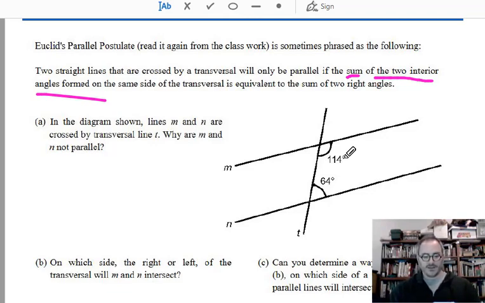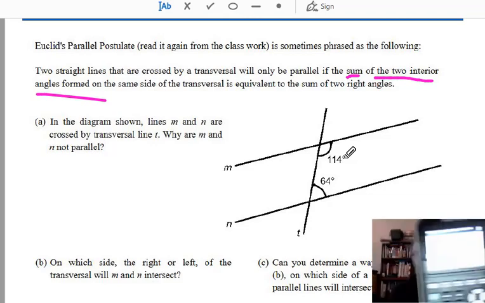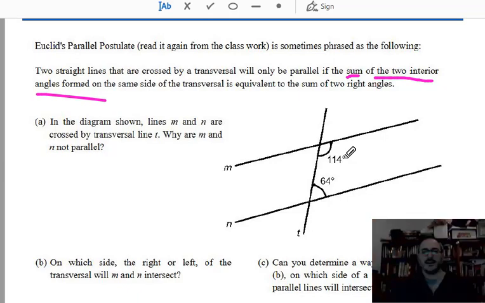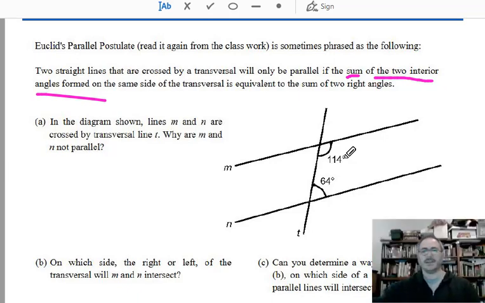Well, let's pull out our handy-dandy calculators, all right? 114 plus 64. I put that in my calculator. You see the answer I get there? 78. Uh-oh, that did not add up. It did not add up to 180. What does that tell me? It tells me these two lines are not exactly parallel. If they were parallel, these two angle measures would add up to two right angles.